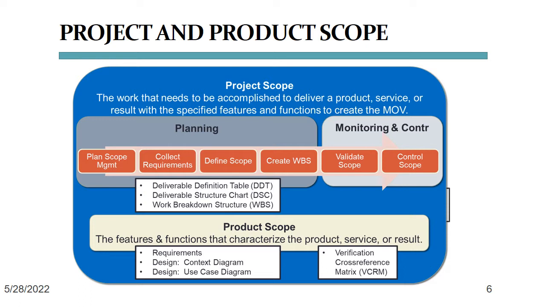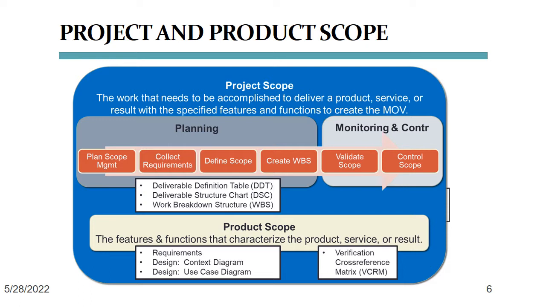And then in the monitoring and controlling phases, of course, we're going to validate our scope, which means we're testing whether we have built the right thing and whether we have built what we have built correctly. And then we're also, of course, always controlling the scope in order to determine that we're building only what is in scope and not what is out of scope based on the scope definition in our project charter.